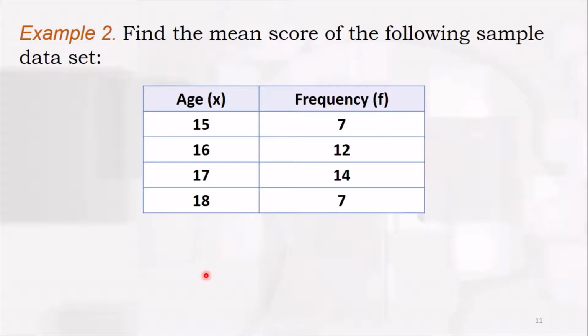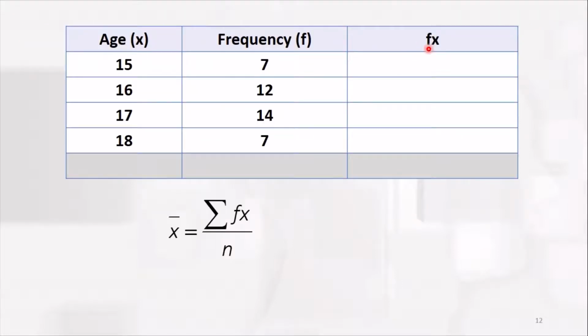So paano naman kapag ganito yung given natin? Meron siyang frequency. So ang gagawin natin is to multiply each data in age to its corresponding frequency. So magdadagdag tayo ngayon ng another column which is fx. Okay? So ang gagawin natin, multiply 15 to 17. Okay? Ang number of frequency natin is 40.